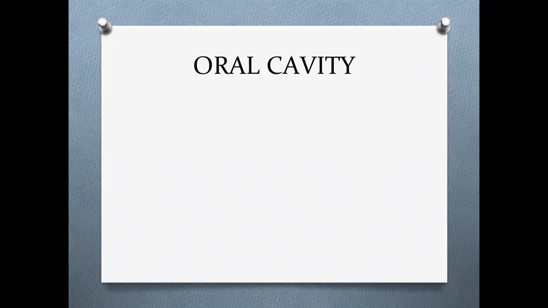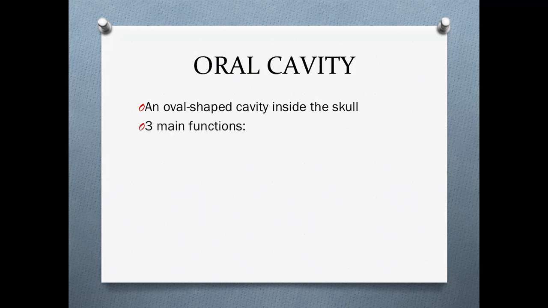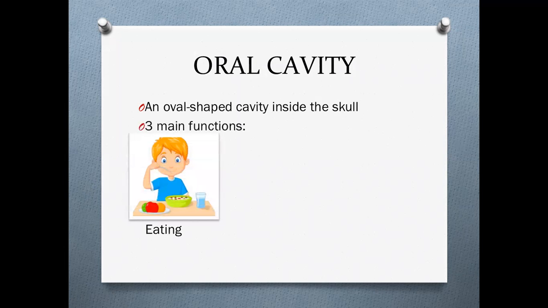The mouth is also known as the oral cavity. The mouth is an oval-shaped cavity inside the skull. The three main functions of the mouth are: first is for eating or digestion. The mouth is the first part of the digestive tract. It receives food, preparing it for digestion in the stomach and small intestines.